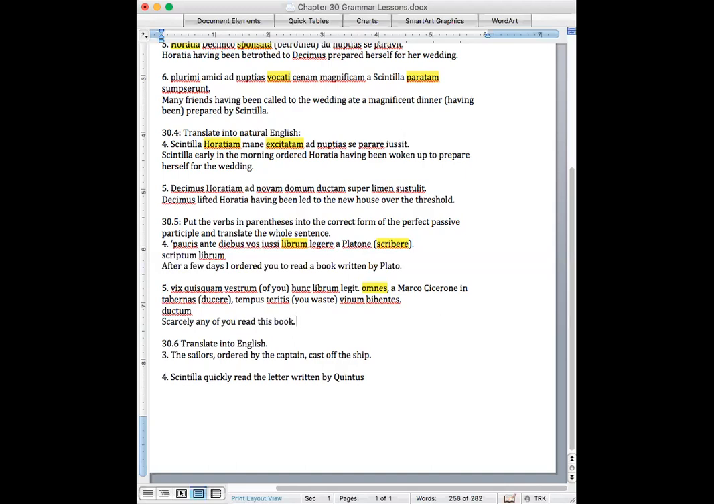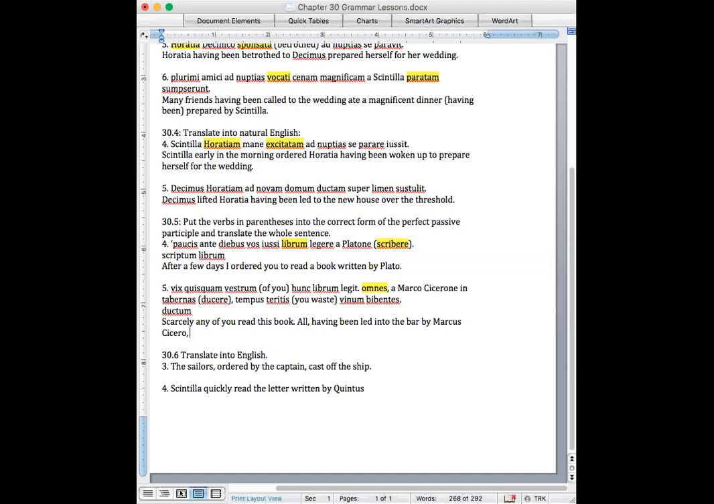Oh no. All having been led into the tavern, the bar, the inn, the whatever, into the bar by our old friend Marcus Cicero. All, I guess you could say, you all having been led to the bar by Marcus Cicero waste time drinking wine. So instead of doing their assignment, they went to the bar. Surely no Austin College student would ever do such a thing.